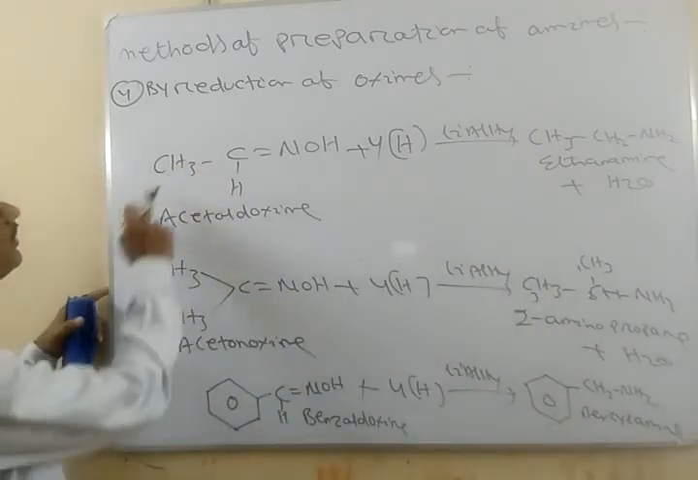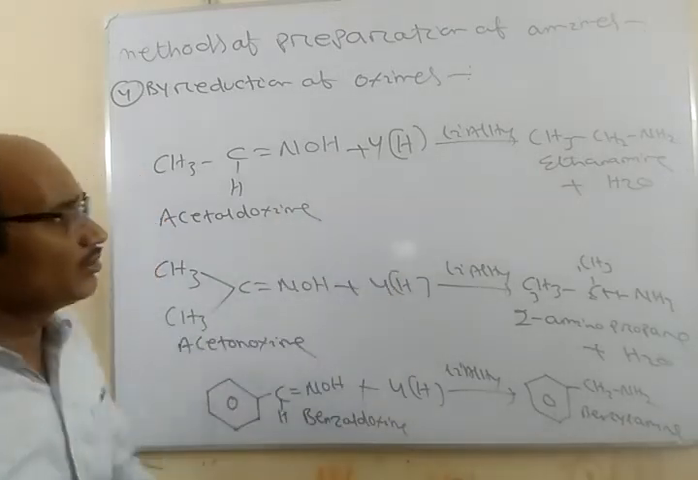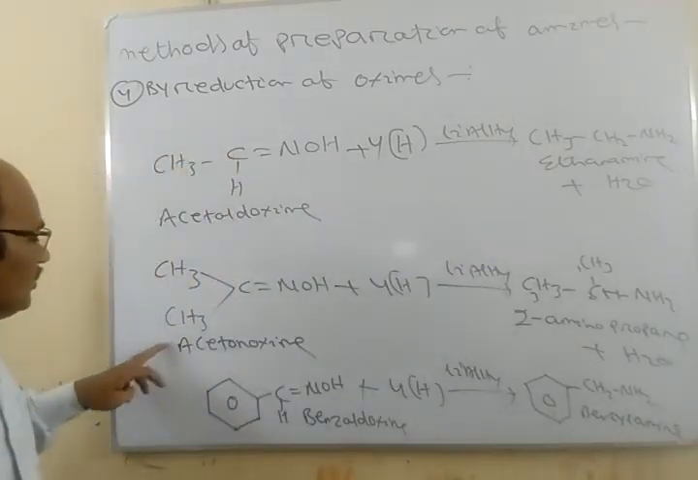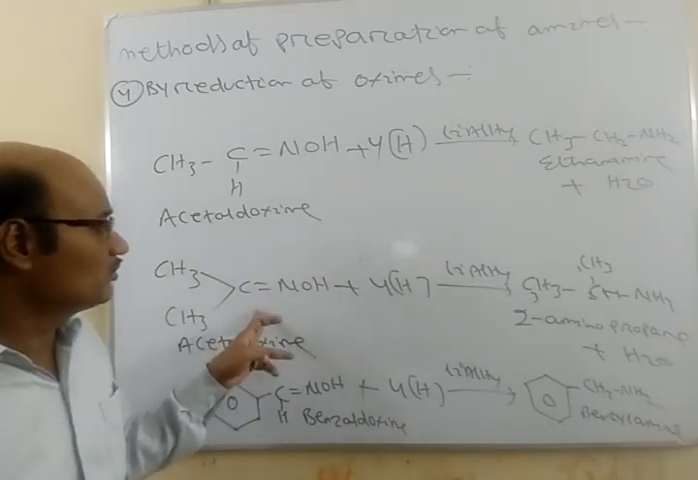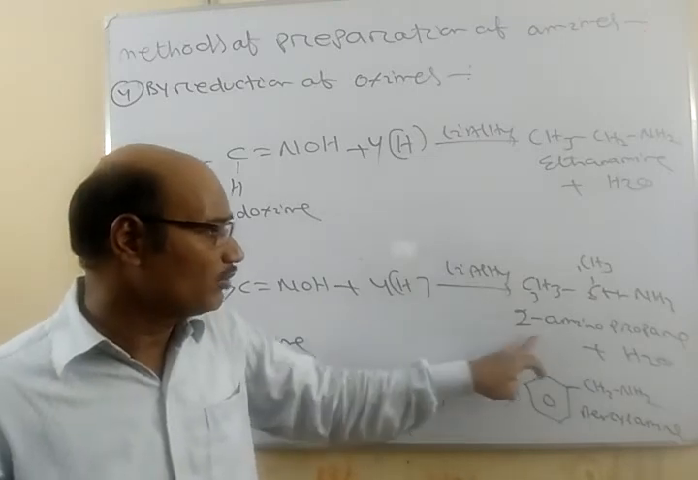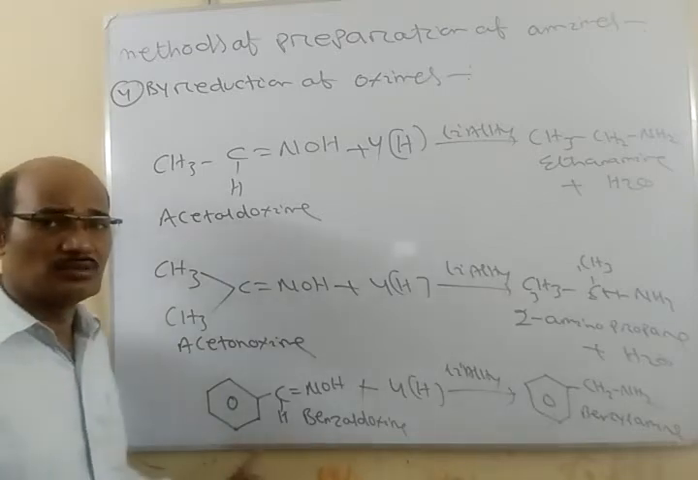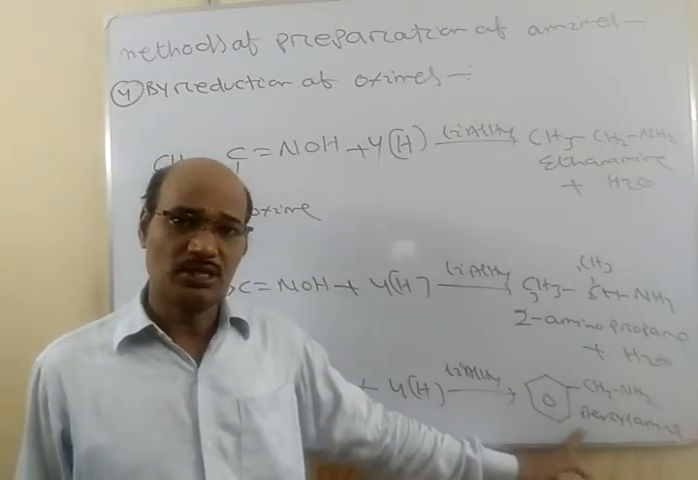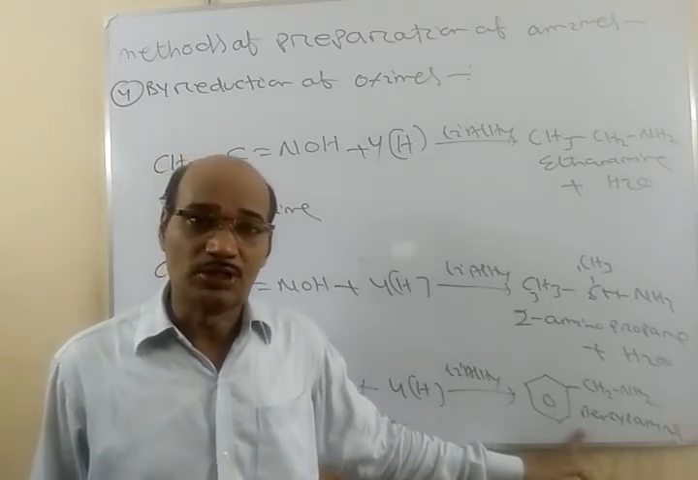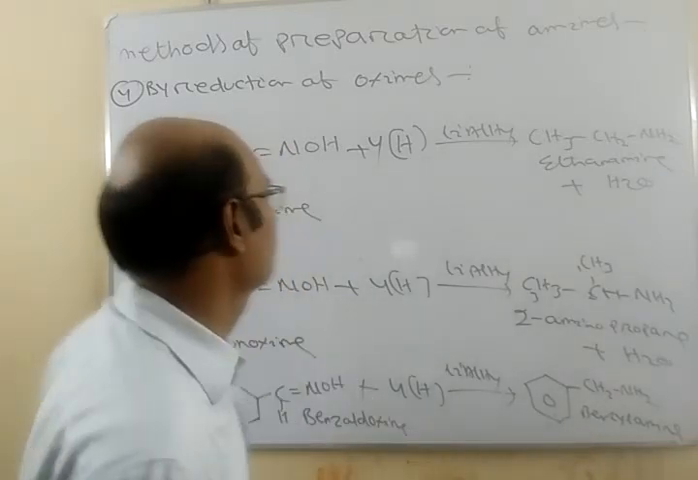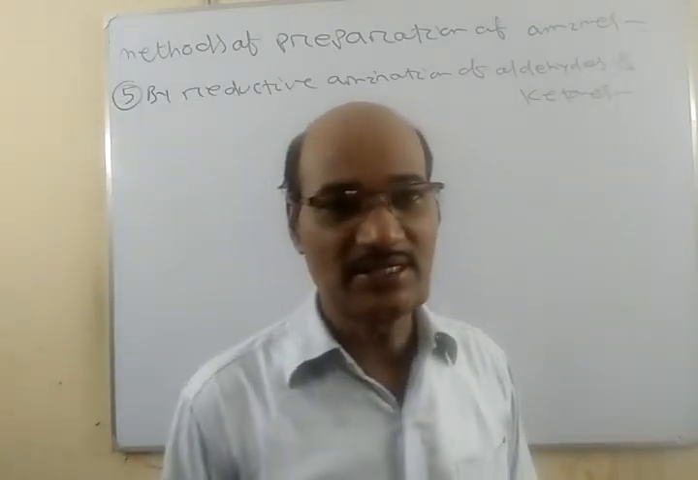Here we have seen acetamide undergo reduction with lithium aluminum hydride to give ethanamine. Similarly, acetone oxime reacts in reduction with lithium aluminum hydride to give 2-aminopropane. And here benzaldoxime undergoes reduction with lithium aluminum hydride to give benzylamine. So this is how oximes undergo reduction to give amines. Okay, that is the preparation by reductive amination of aldehydes and ketones.